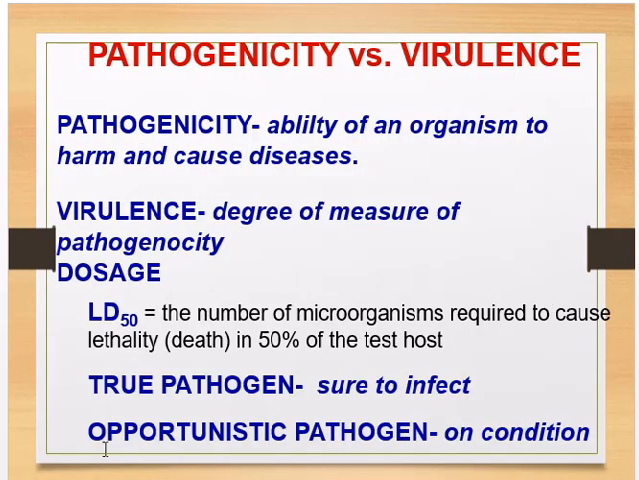Okay, now this is almost nearing an end. This may be the third slide. Pathogenicity is the ability of an organism to harm and cause disease. Virulence is a degree, a measure, of pathogenicity. And how do you measure pathogenicity? By LD. LD is lethal dose. If 50% of the population is killed by a particular substance, then that is called the lethal dosage.